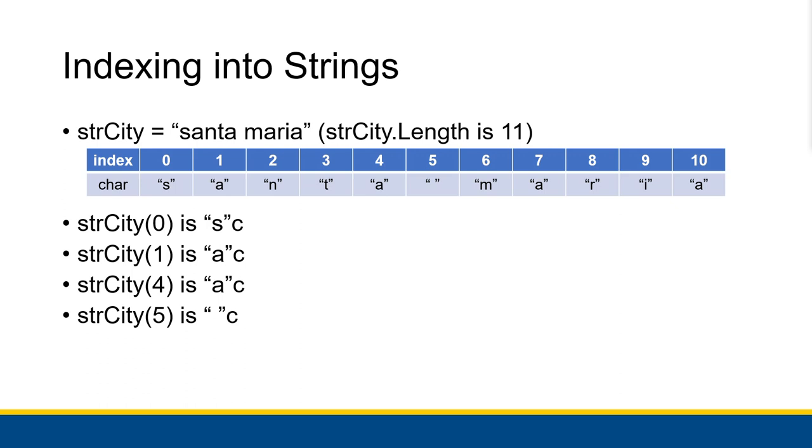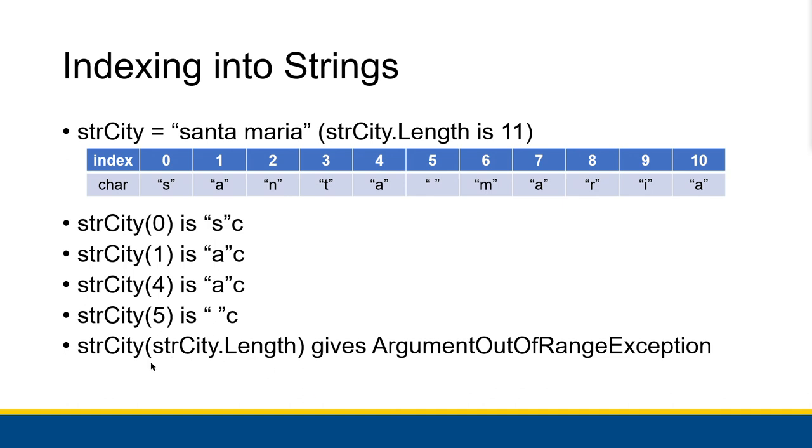I get the character at index 5, which is the space character. Now, if I try to index into string city by giving the length of string city as its index in order to get the last character in string city, that wouldn't work very well, because what I'm passing in right here is string city.length, but we know that string city.length is 11, so I'm asking for the character at index 11 of string city, which means I'm actually asking for the 12th character of string city, but there are only 11 characters. The only valid indices are between 0 and 10 inclusive, which means that there is no index 11 character. So you get this argument out of range exception.